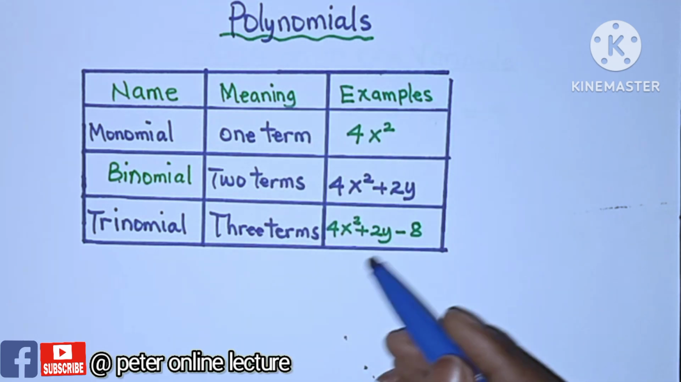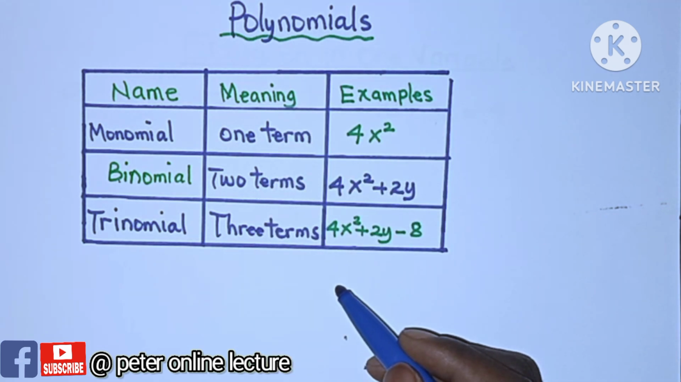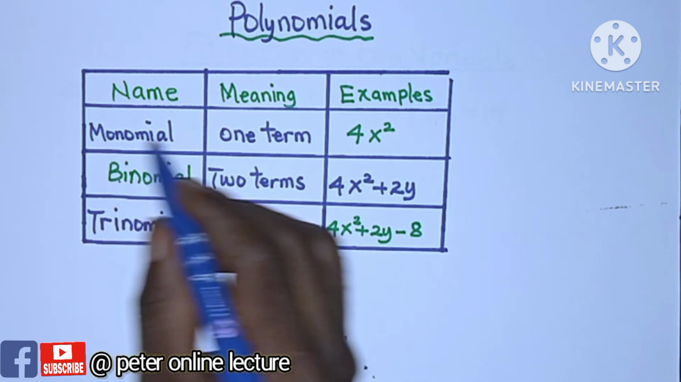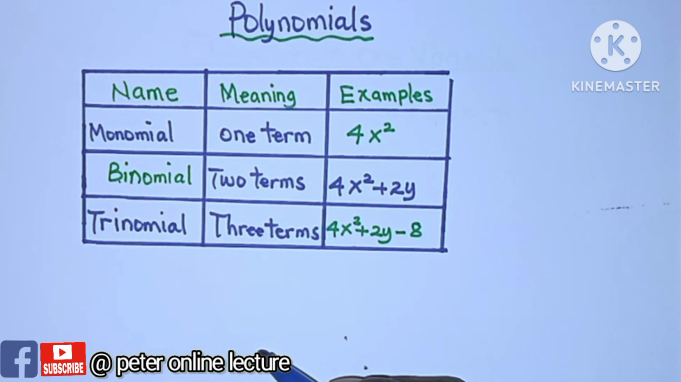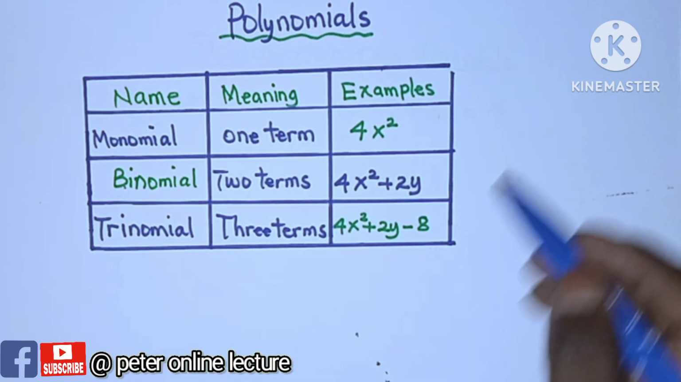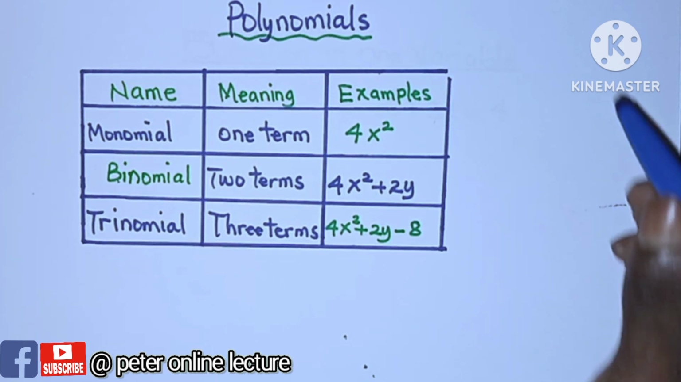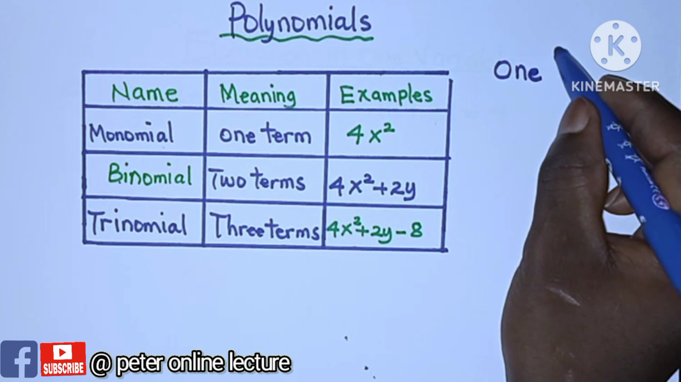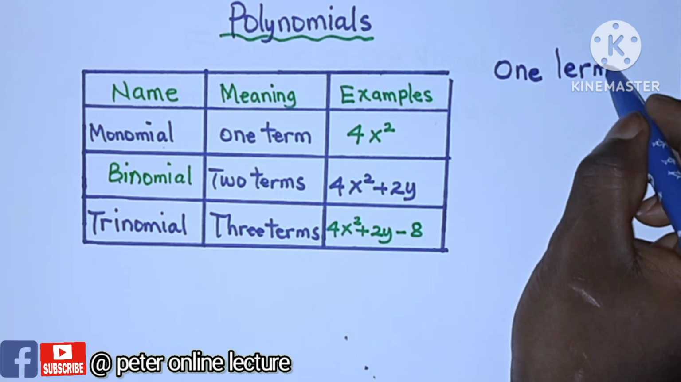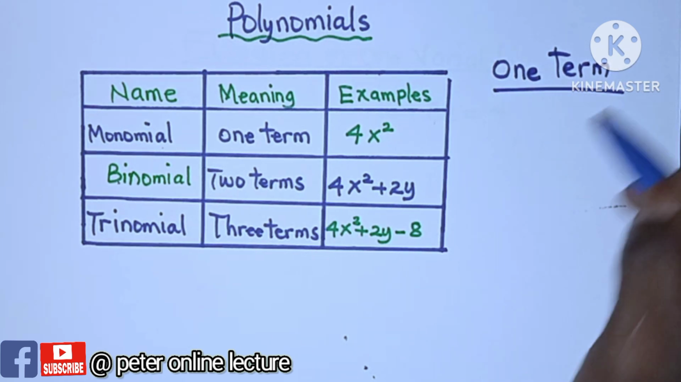Today we're going to be explaining the different kinds of terms in polynomial. So we have monomial, we have binomial, and we have trinomial. Now, looking at the meaning of them, we have one term. One term is what we call the monomial.